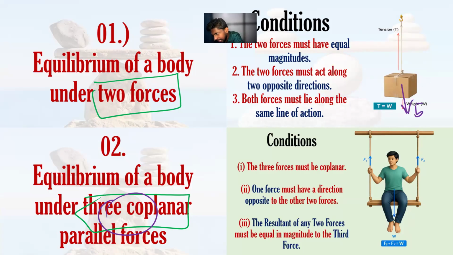For example, just say if the weight is 50 Newton, the tension will also be 50 Newton. That's why the object is at balance. 15 Newton downwards, 15 Newton upwards. So the object is at balance.